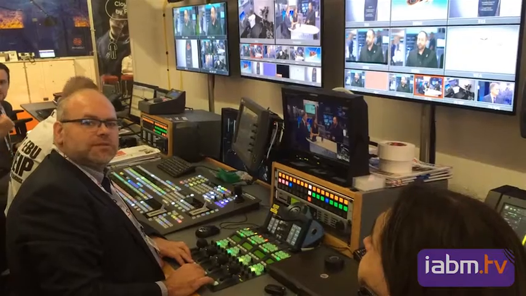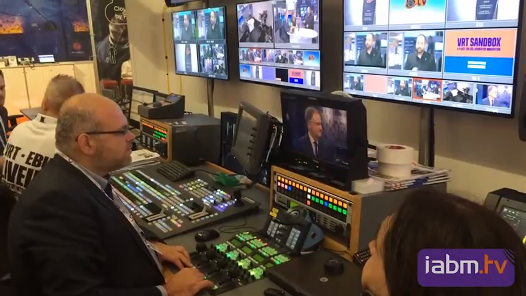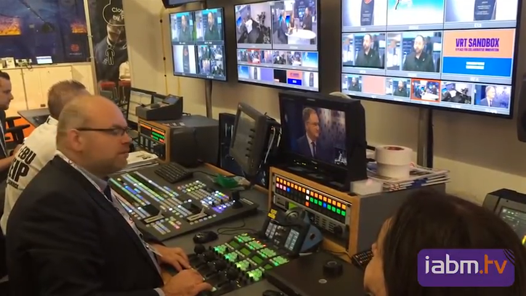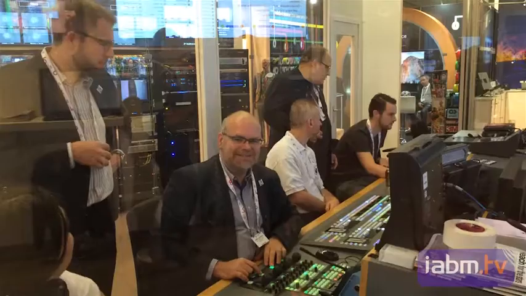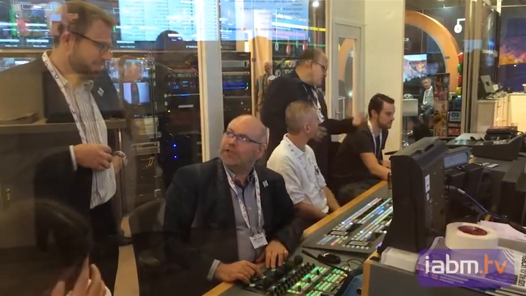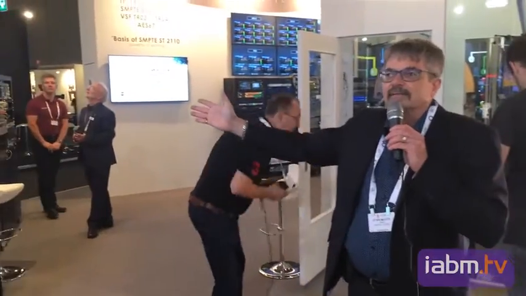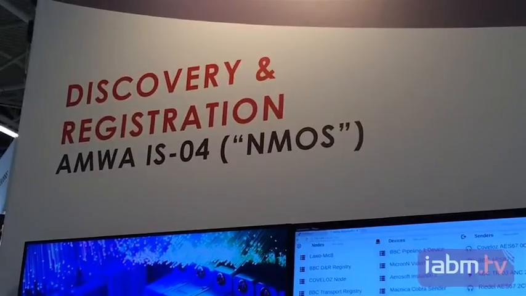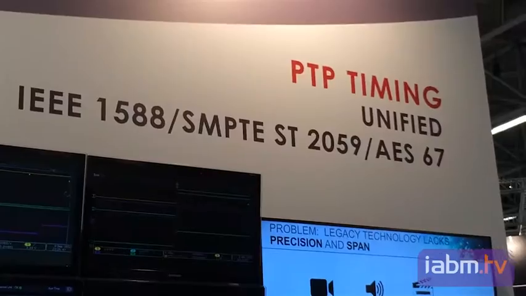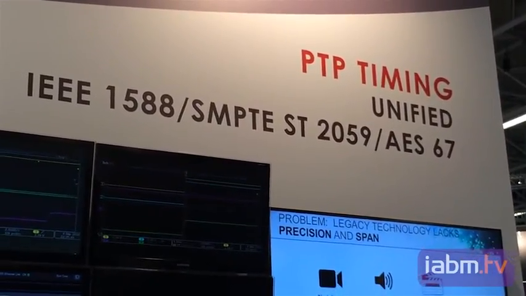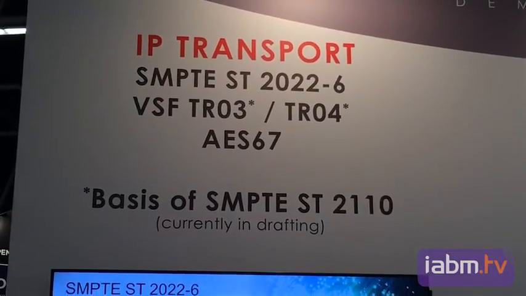And then if we take a look around the side here, you can see the production area where the switching is done, and the technical director, etc. And then over here on this side of the booth, we have the zone set up where we have a discovery and registration zone, PTP timing, as well as IP transport.